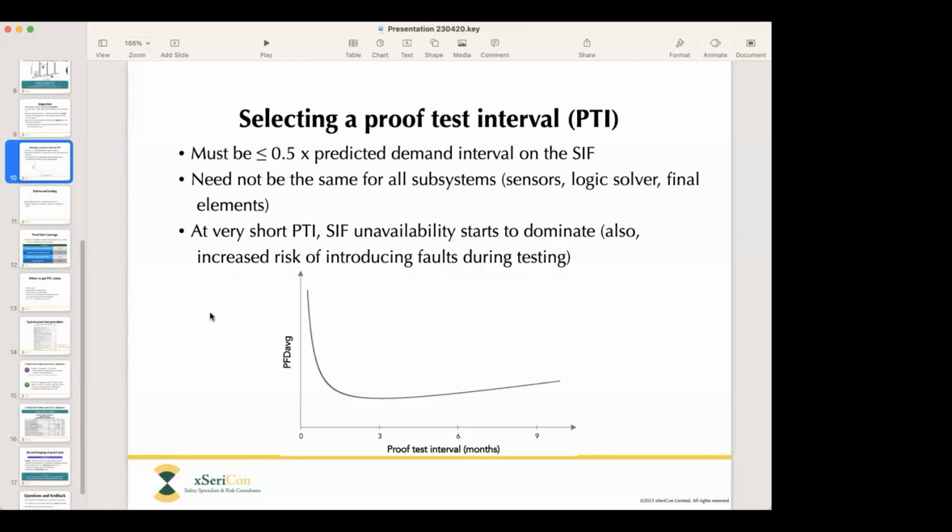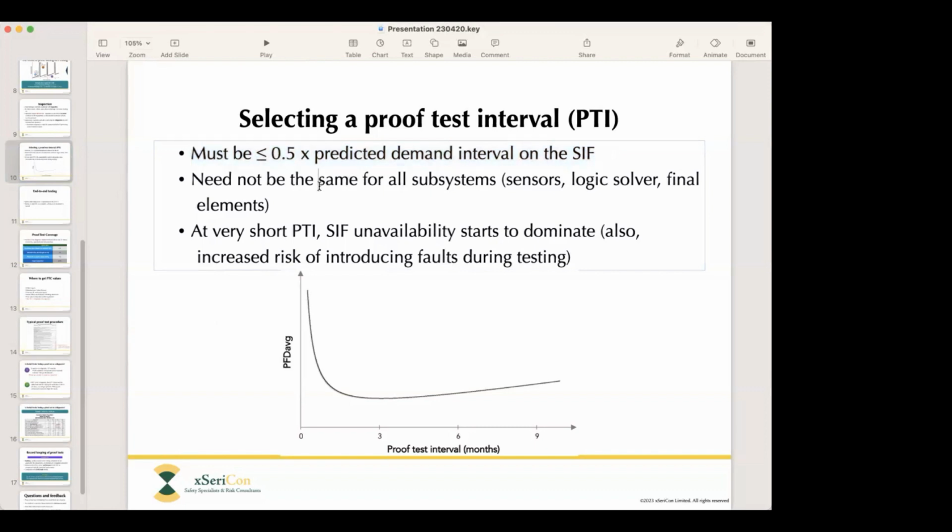Otherwise, it's not valid in terms of its ability, or the likelihood of detecting those discoverable faults before there is an actual demand on the function. So that's a rule that's imposed by the relevant standards, and we need to make sure that that's complied with.